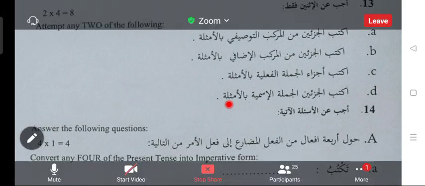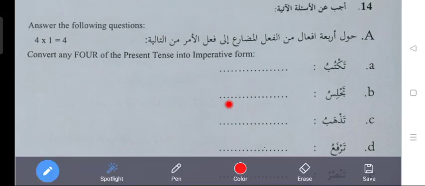Got it. Now come to section 14. Section 14 is very easy. Here he is asking us, Ajib anil as'ilatil atiya, answer the following questions. Section 14 also contains 2 bits, 14A and 14B. In section A, 14A, he is asking, how will arba'ati af'alin min al-fail al-mudari ila fail al-amri min al-taliya, convert any 4 of the present tenses into imperative form, carries 4 marks.